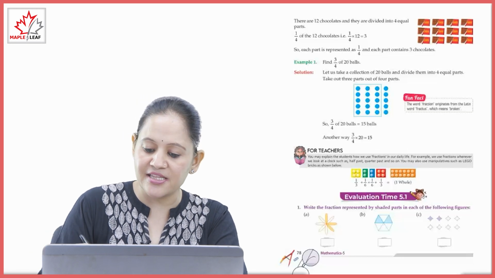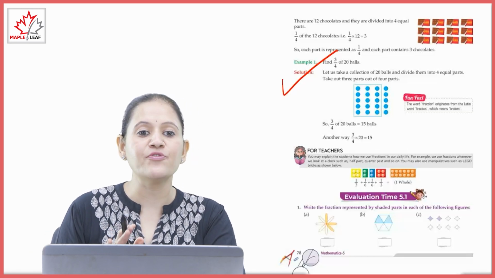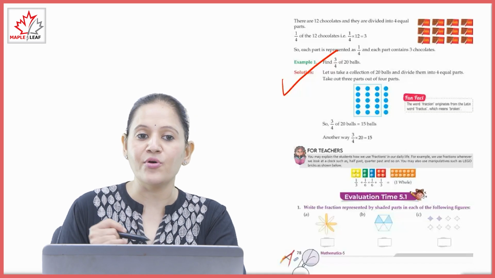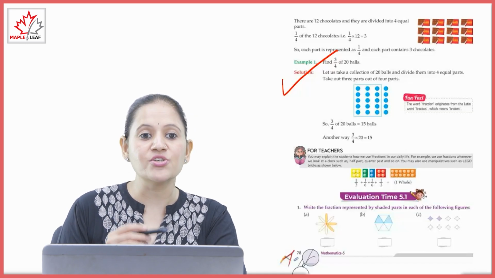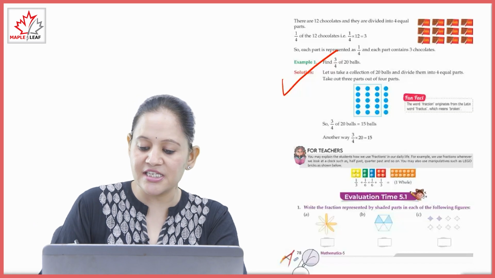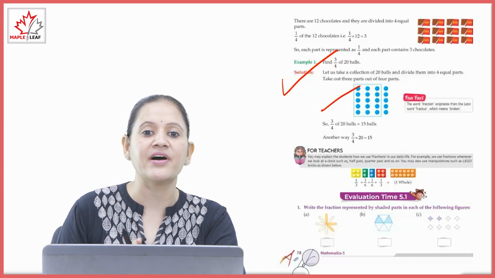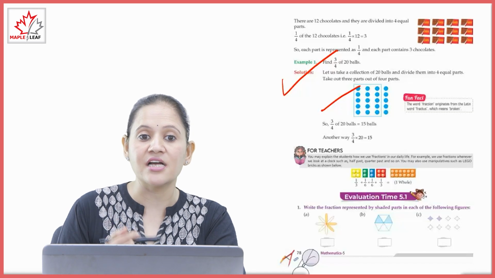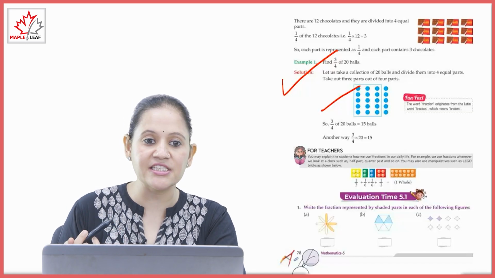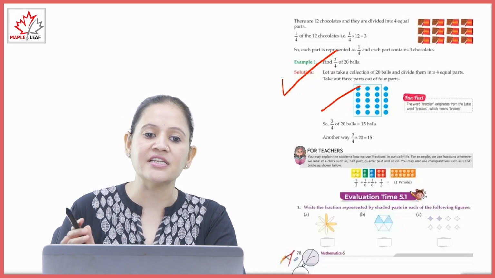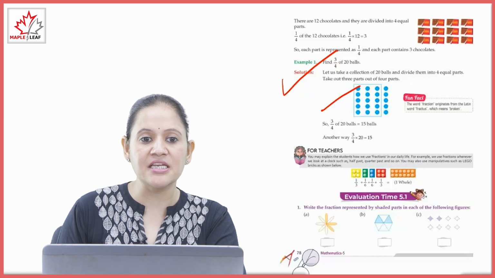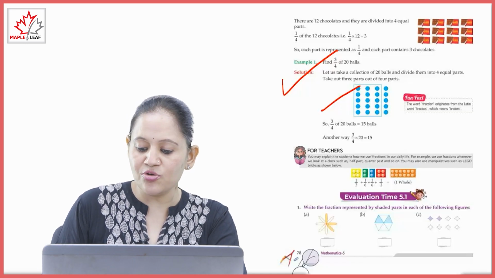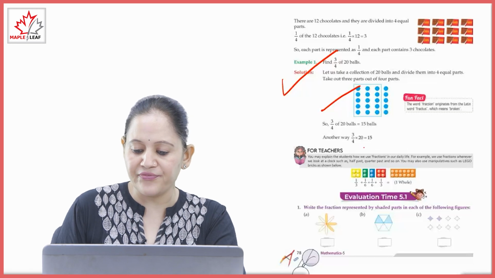Clear? Example लेते हैं. Find 3/4 of 20 balls. 3/4 of 20 balls means 3 by 4 multiplied by 20. So let us take the collection of 20 balls. This is a collection of 20 balls and we'll divide into 4 equal parts. Take out 3 parts out of the 4 parts. तो किस तरीके से करेंगे? 3 by 4 of 20, that is equals to 15, because 3 by 4 into 20, that is equals to 20 into 3 divided by 4, that is equals to 15.